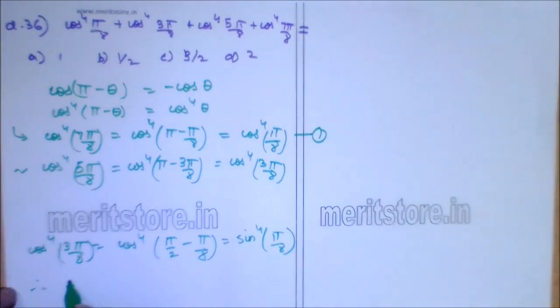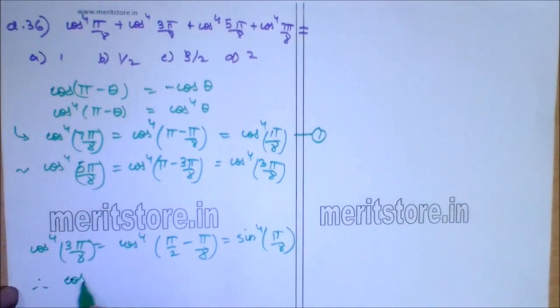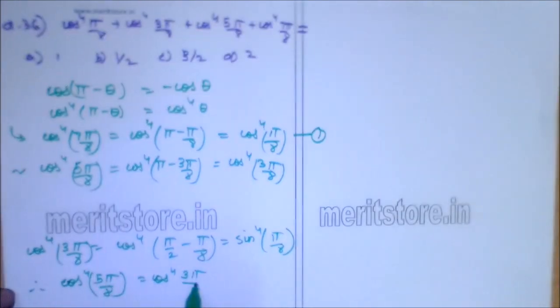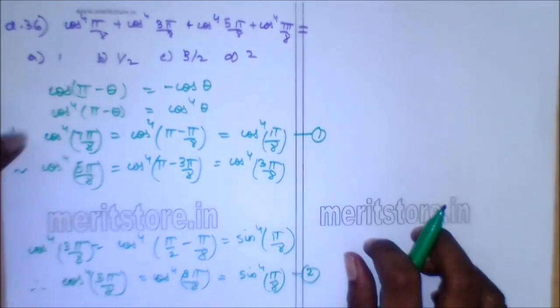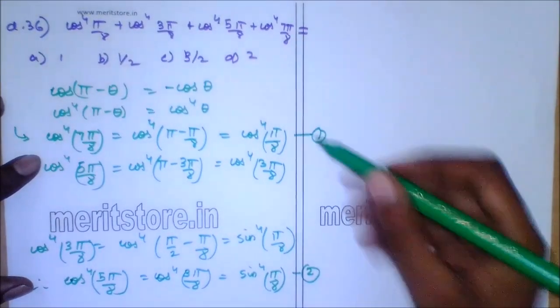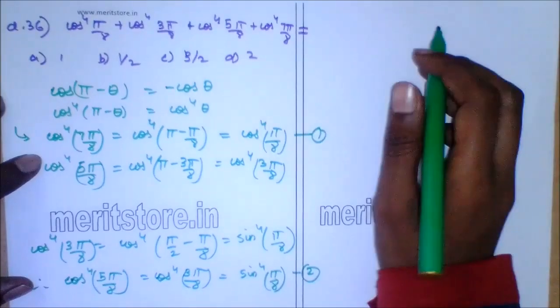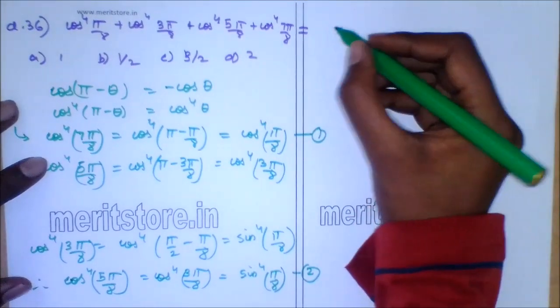So therefore cos raised to 4 5 pi by 8 is equal to cos raised to 4 3 pi by 8 is equal to sin raised to 4 pi by 8. Let this be equation 2. So now we substitute these values into the main expression.